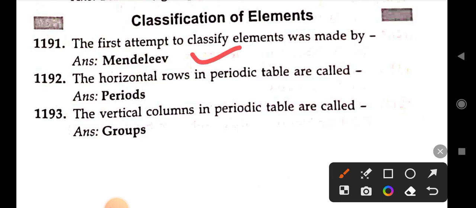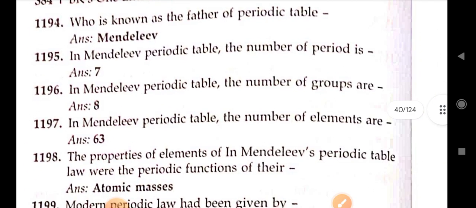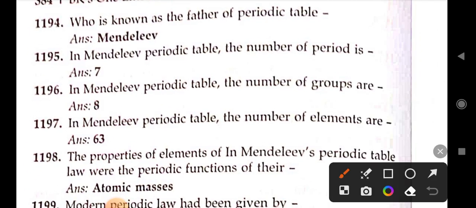First question: the first attempt to classify elements was made by Mendeleev. The horizontal rows in the periodic table are called periods. The vertical columns in the periodic table are called groups. Next, who is known as the father of the periodic table? The right answer is Mendeleev.